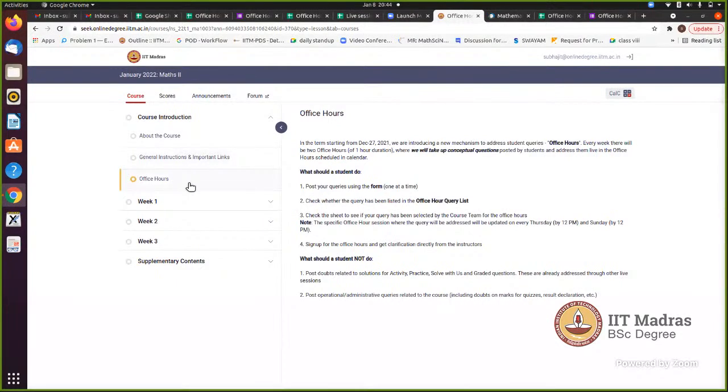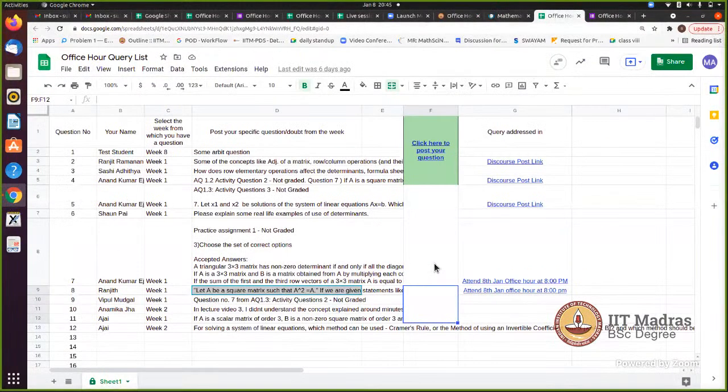If we don't have any such queries in this list, suppose in one week all the questions are either addressed in Discourse, or some questions are just like activity 1.2, question number 2, we will not address all these questions here, because those are easier to discuss in Discourse. If we don't have any question, there will not be any office hour session, but we will be happy to conduct an office hour session. That is the point of all this.